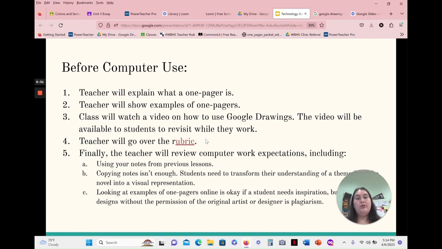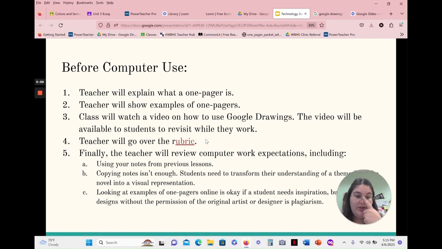Now, before computer use, I always take the time to explain what a one-pager is. It's generally the first one we do in the year, and I will show them examples of one-pagers. For this activity, I have not done it on Google Drawings before, so I wouldn't have a Google Drawings example to give them. However, I do have plenty of examples from previous years from students that they could use as inspiration. Then we would watch a class video on how to use Google Drawings.